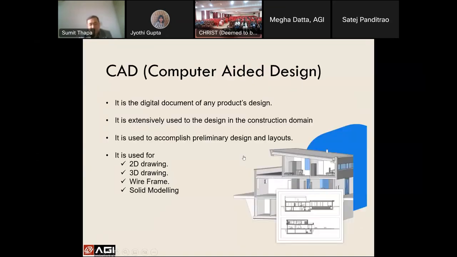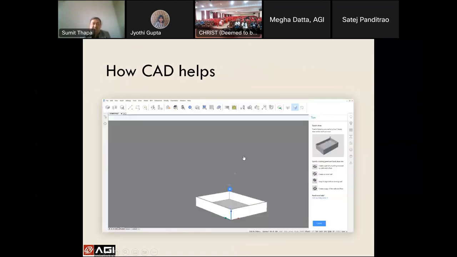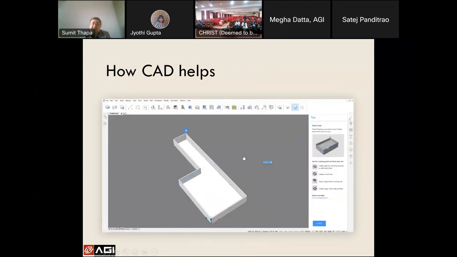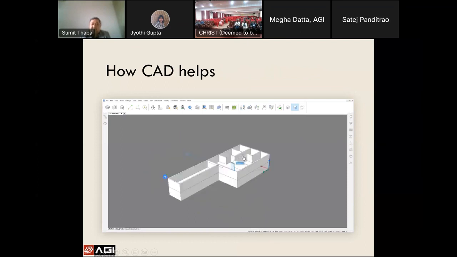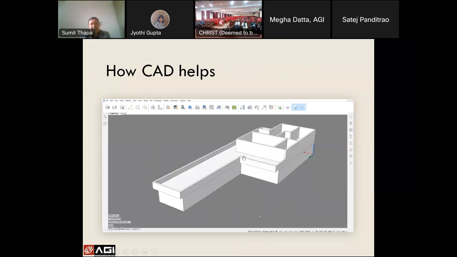Next, we'll come to how CAD and BIM are going to integrate with your geospatial data set. Traditionally, CAD is your product design. Any product is designed in your design files. These design files can be used as preliminary designs, and can be used in 2D. They can be used in 3D drawings. Now you have wireframe and solid models for that drawing, which can be displayed. So CAD helps you in designing any product, any building, any town, for that matter.